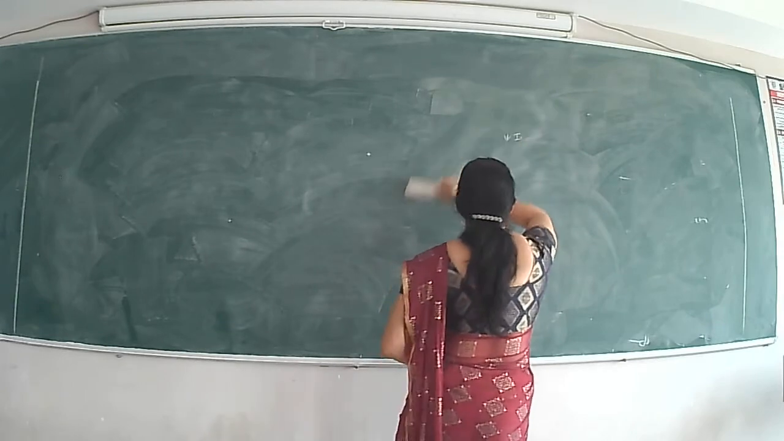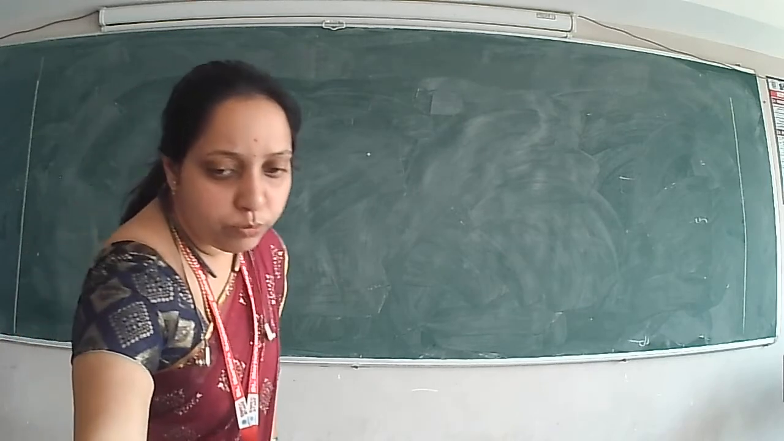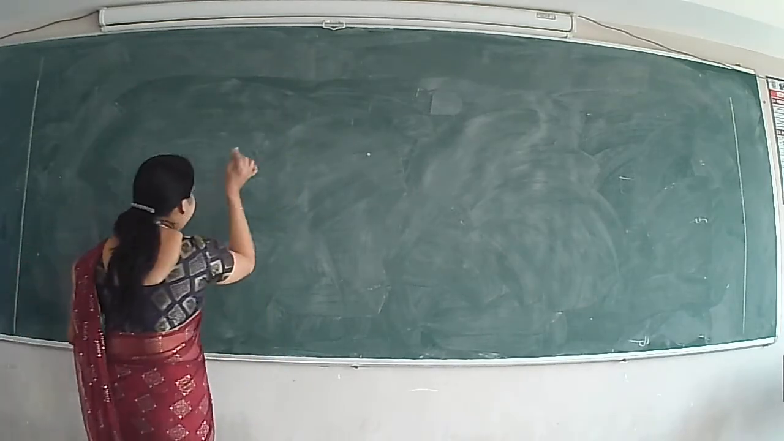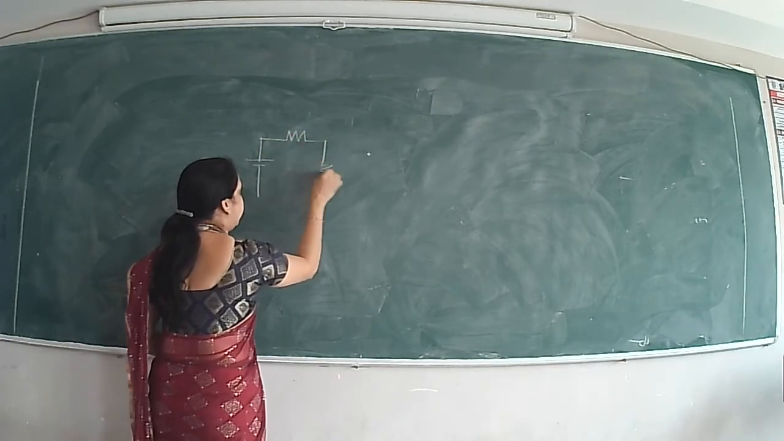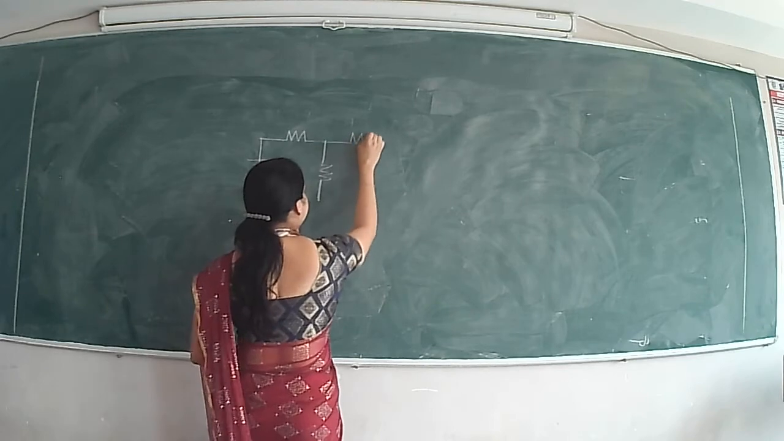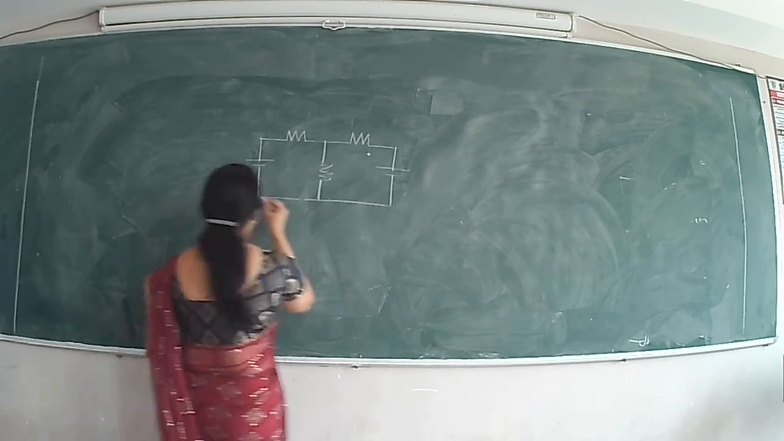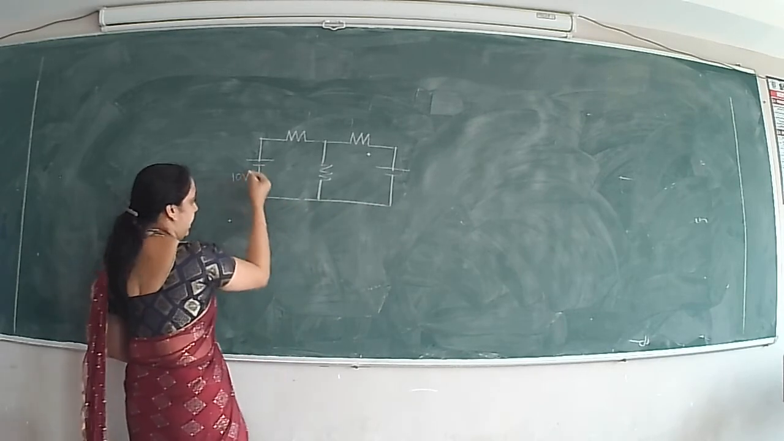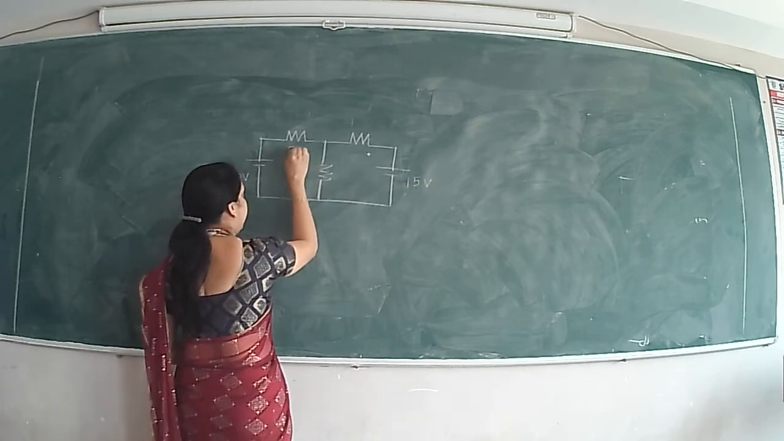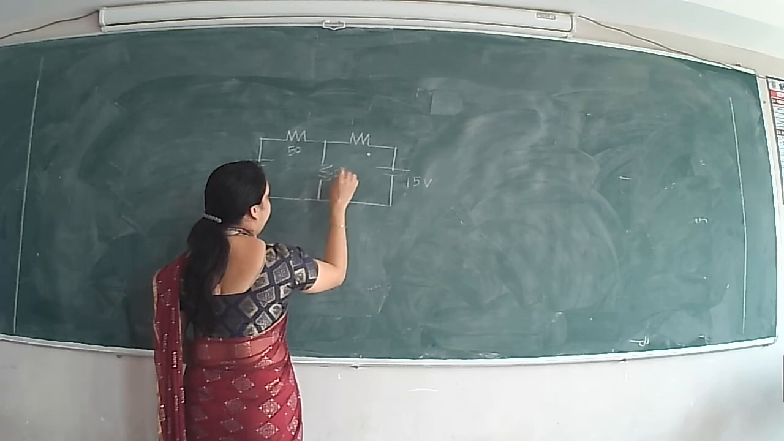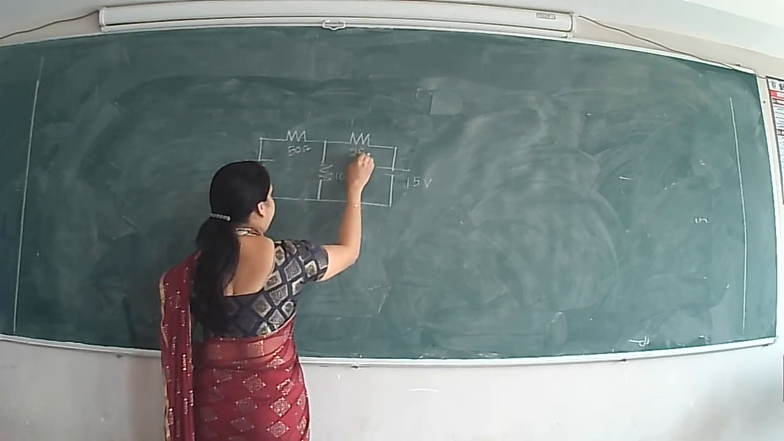Then how can we solve a circuit to find the current response by using the superposition theorem? Let us consider a circuit having resistances and voltage sources, two sources here. We apply 10 volt here and 15 volt here, and the resistances are 15 ohm, 10 ohm, and 25 ohm.